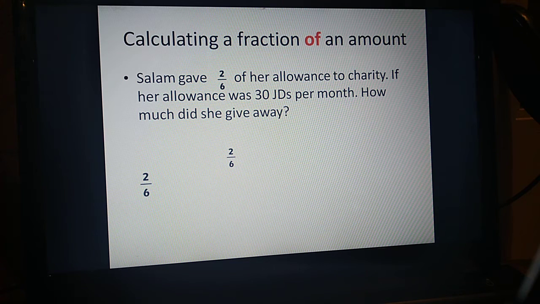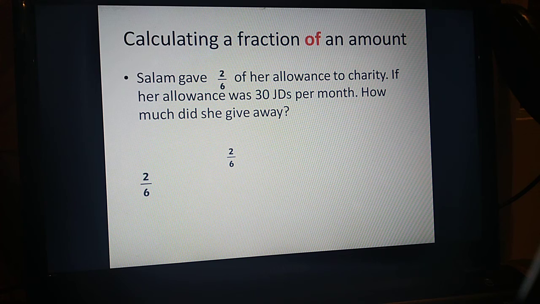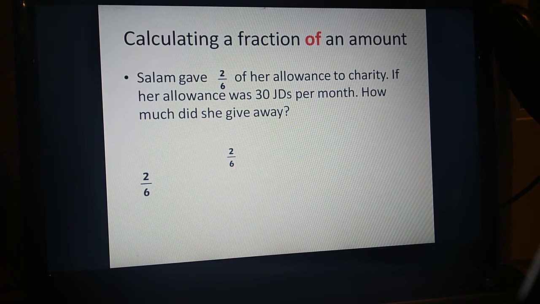We will see what that means when we see this question. Salam gave 2 out of 6 of her allowance to charity. Salam wants to donate two sixths of her allowance. The allowance is actually 30 JDs per month. How much did she give away? Now Salam donated 2 out of 6 of her allowance.